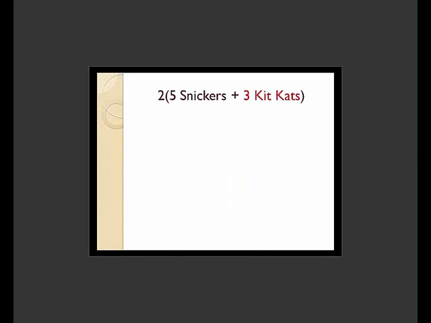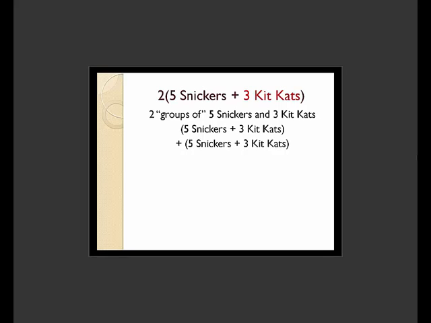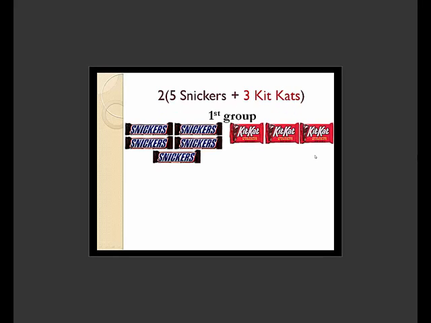Now let's say we had 2 and then parentheses. Inside of those parentheses we have 5 Snickers plus 3 Kit Kats. Now this 2 and then this parentheses, that's symbolically telling us we have 2 groups of 5 Snickers and 3 Kit Kats. So we could write it like this. Here's our first group of 5 Snickers and 3 Kit Kats. And here's our second group of 5 Snickers and 3 Kit Kats.